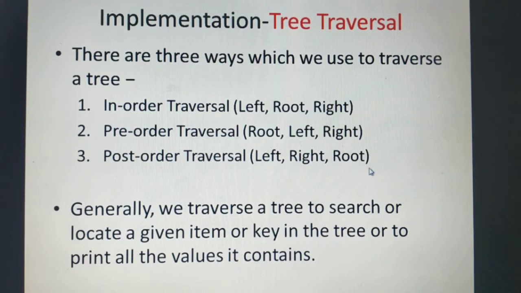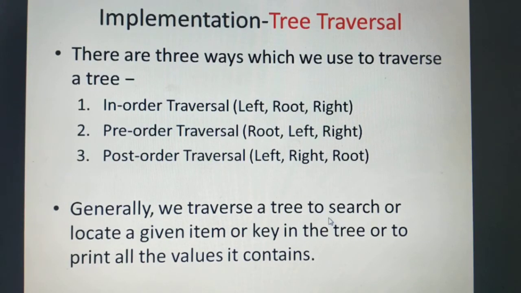Now, why do we need to traverse a tree? Generally, we traverse a tree to search for an element and then print that particular element. So if I want to locate a particular key, I traverse the entire tree, find where that element is, and then print the element.